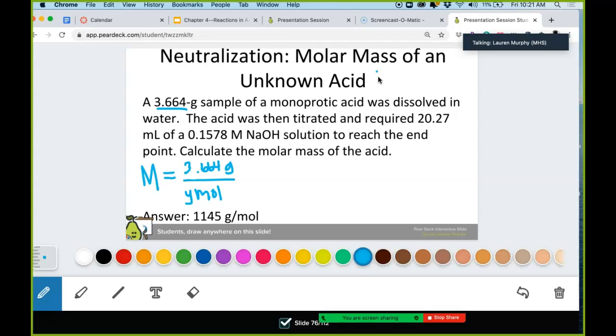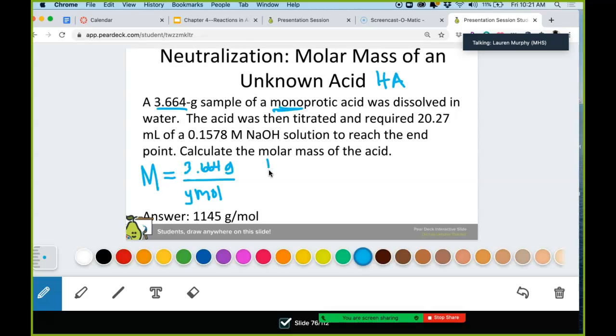So monoprotic means one hydrogen. So I'm going to just say this is like HA. If there's one hydrogen, hydrogen is +1, so whoever it's hooked up with is -1. Maybe it's HCl, maybe it's HBr, maybe it's HNO3, but it's definitely not like H2SO4 because that would be a diprotic. So monoprotic means just one hydrogen.